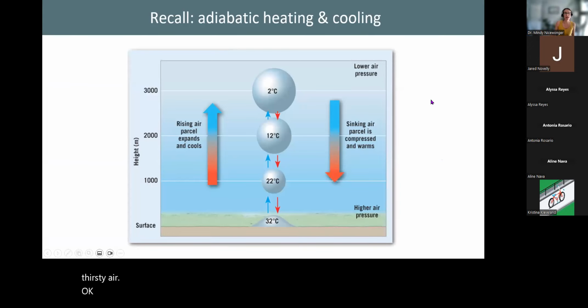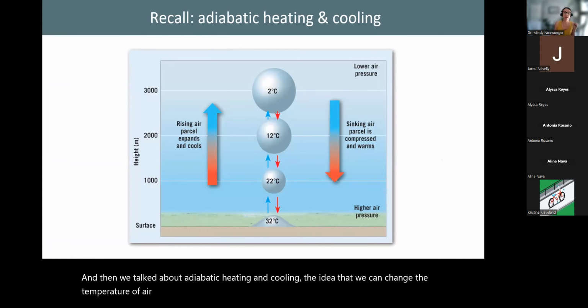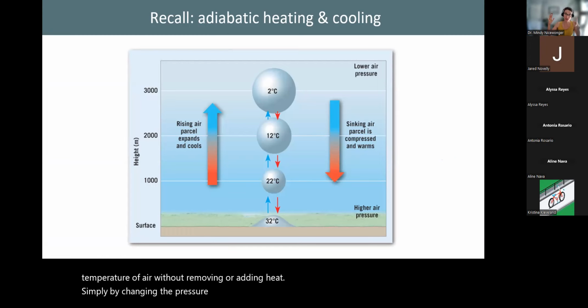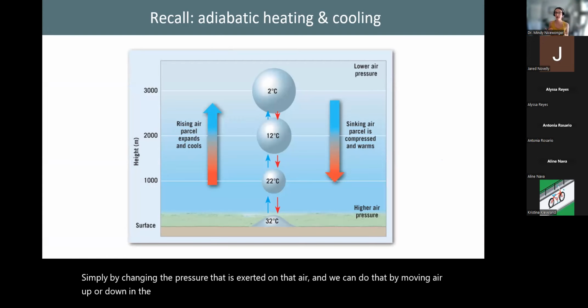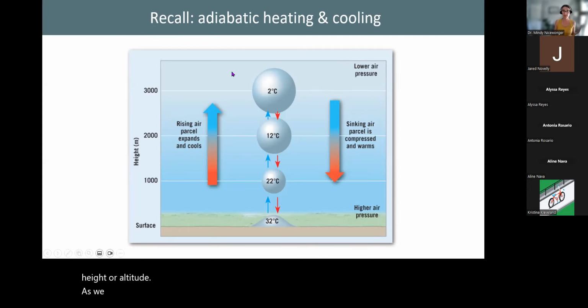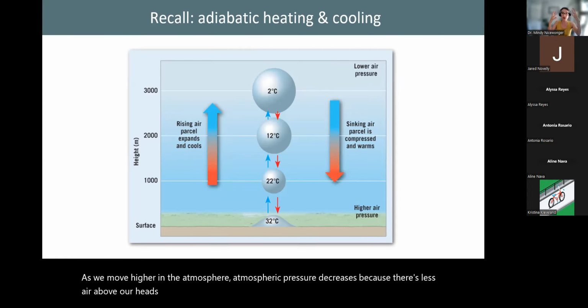Okay, and then we talked about adiabatic heating and cooling, the idea that we can change the temperature of air without removing or adding heat, simply by changing the pressure that is exerted on that air. And we can do that by moving air up or down in the atmosphere because atmospheric pressure is a function of height or altitude. As we move higher in the atmosphere, atmospheric pressure decreases because there's less air above our heads. That air is being pulled to the Earth's surface by gravity. So we have more atmospheric pressure near Earth's surface, near sea level.